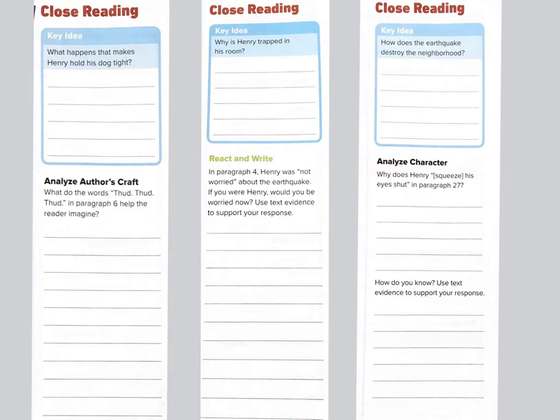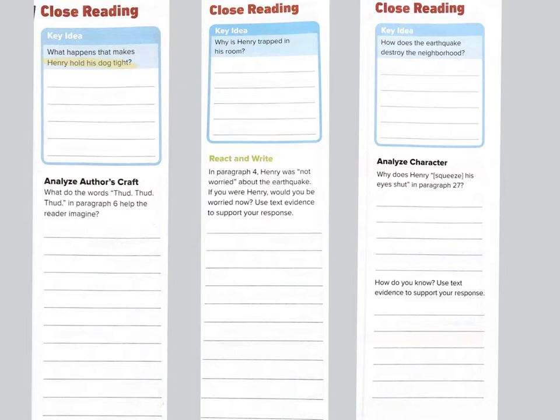Now we're going to look at the key idea questions first and highlight the important parts of the question, so as we begin to read the story, we'll be able to figure out what we're looking for. The first question is, what happens that makes Henry hold his dog tight? So we have to look at the section where Henry holds his dog tight. When we come to that part of the story, we're going to stop and do our best to figure out what's happening before that happens in the story.